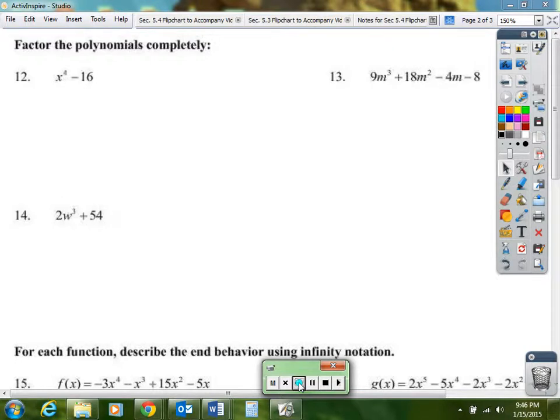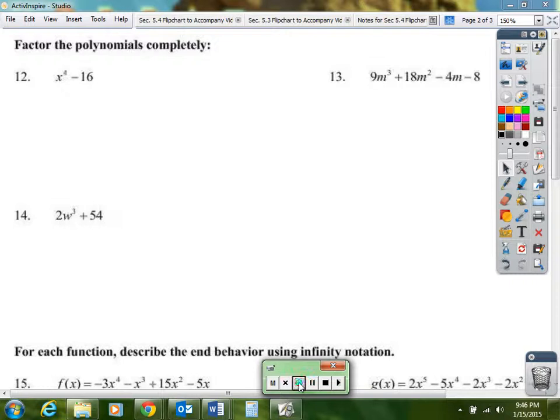And now for part 2 of worked examples from our practice test number 5A. We're going to be factoring the polynomials completely. Remember that we have 3 different methods that we learned in section 5.4. We learned factoring by grouping. We learned factoring polynomials that are in quadratic form. And we learned the formula-based factoring for the sum and difference of cubes.